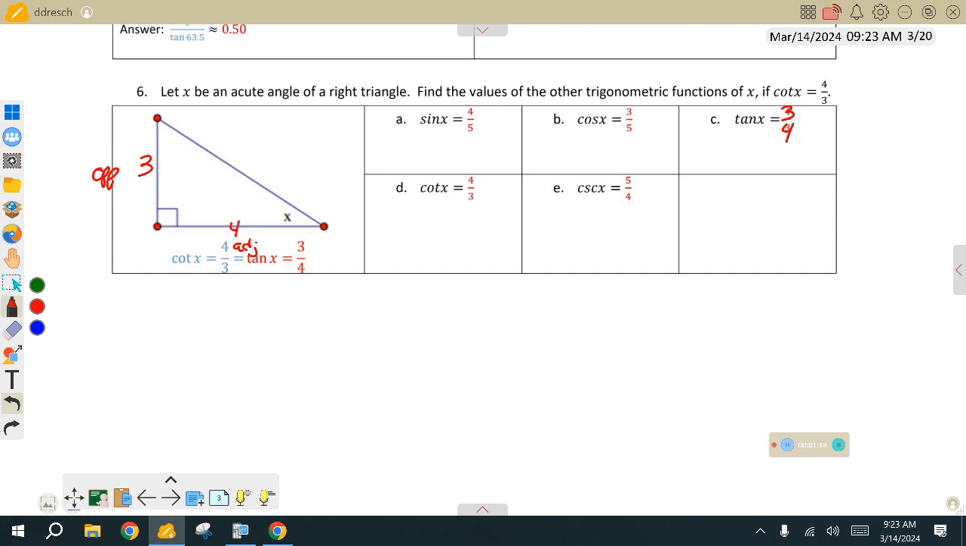I want you to find those other ratios. In order to find those, we've got to know, obviously, the hypotenuse. It's a 3, 4, and 5. So with that 3, 4, 5, now just stand at the x, and we go back to what we did last week. I think it was Wednesday last week that we started writing the ratios of sine, cosine, and tangent.